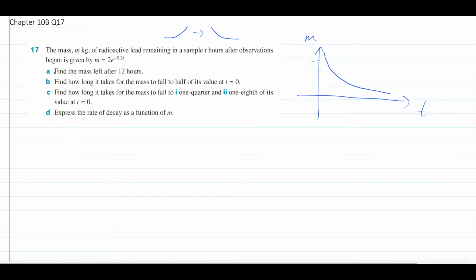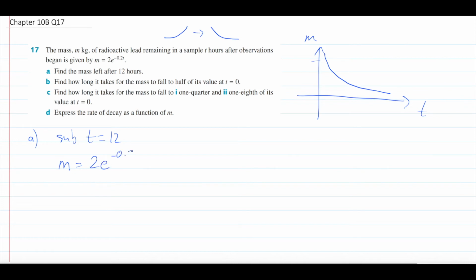So in 17a, this is generally your free mark. Find the mass left after 12 hours. What you can do here is sub t equals 12. Just make sure that t is in terms of hours. In this case, yes, t is in hours, because sometimes it could be a trick question where t is in minutes, and then you can't sub in t equals 12. You have to sub in t equals 12 times 60 so that you're subbing in the appropriate number. So just be careful, read the question properly. No trick in this case.